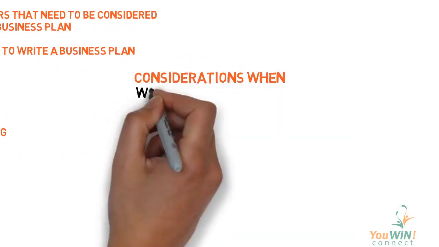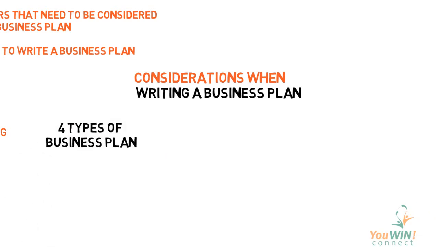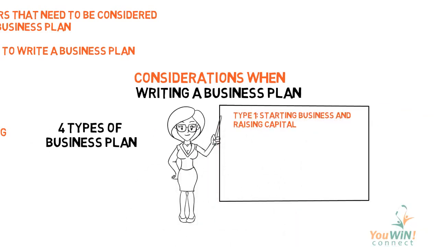There are 4 possibilities when we're writing a business plan, and these possibilities derive from what we are writing and whom we are writing for. And this gives rise to 4 types of business plans. Type 1 is we are writing a business plan for a new business and we want to raise capital.